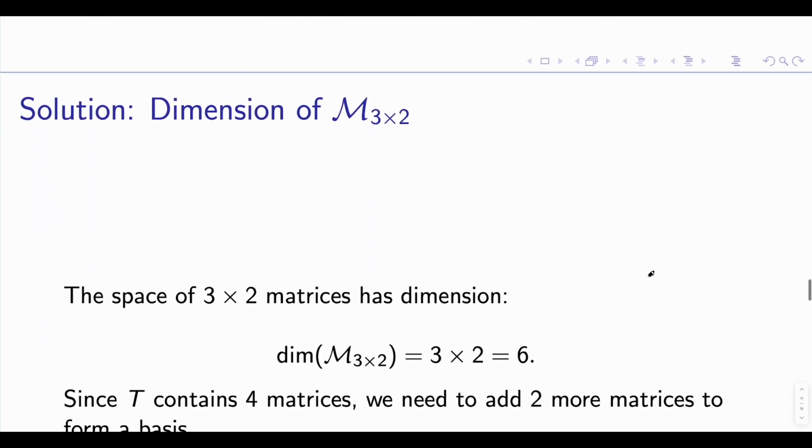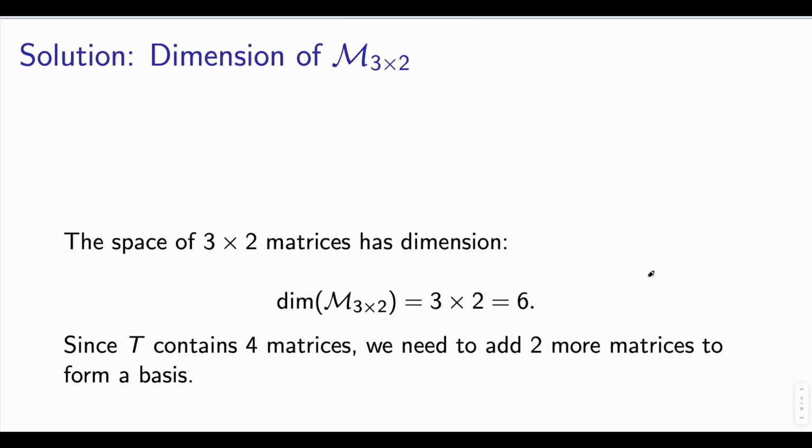And what is the dimension of M3×2? Dimension of Mm×n will be m times n, right? So for Mm×n, m equals 3 and n equals 2, so 2 into 3, 6. So 6 vectors are required to span the entire vector space, but T contains only 4. Matrices means the vectors will look like matrices actually. Okay. So we need to add two more to reach a basis, right?